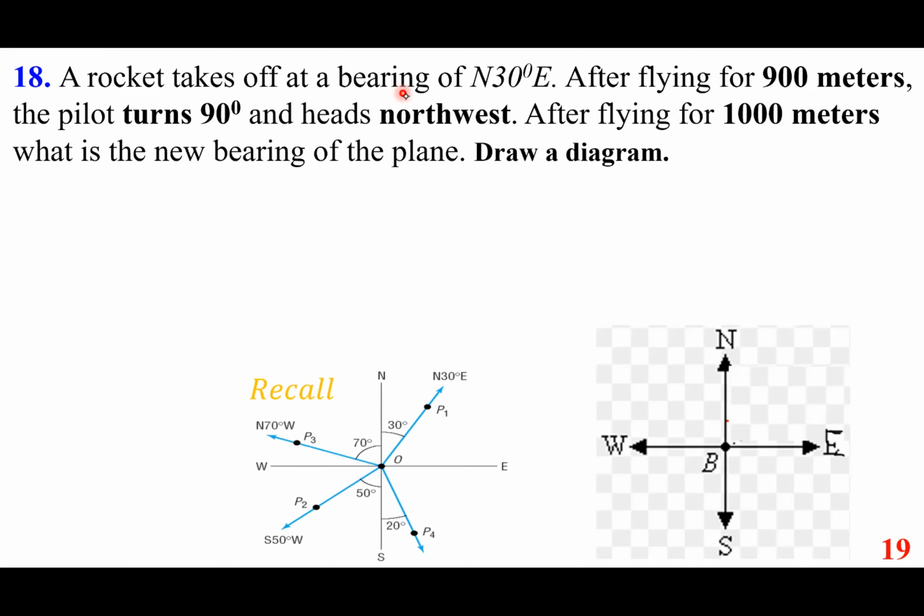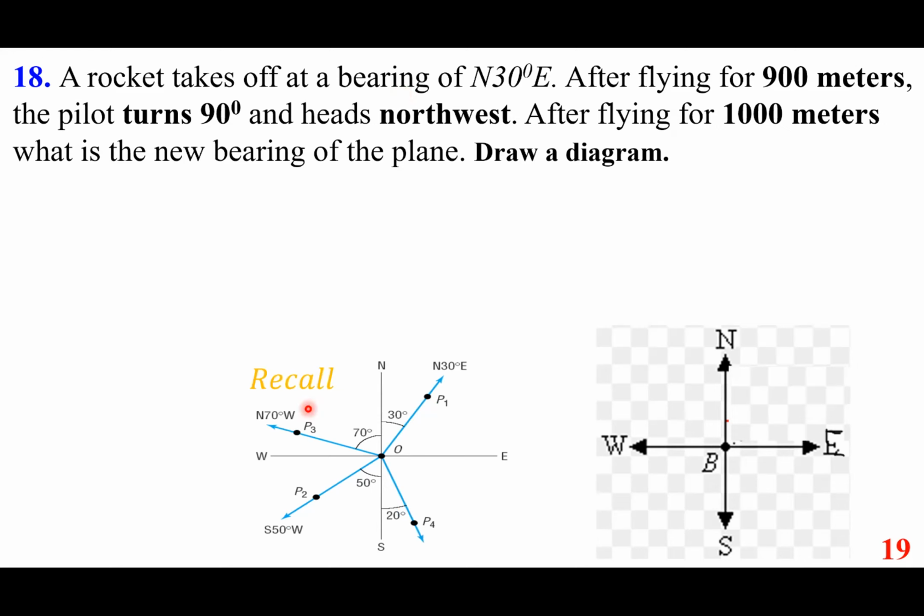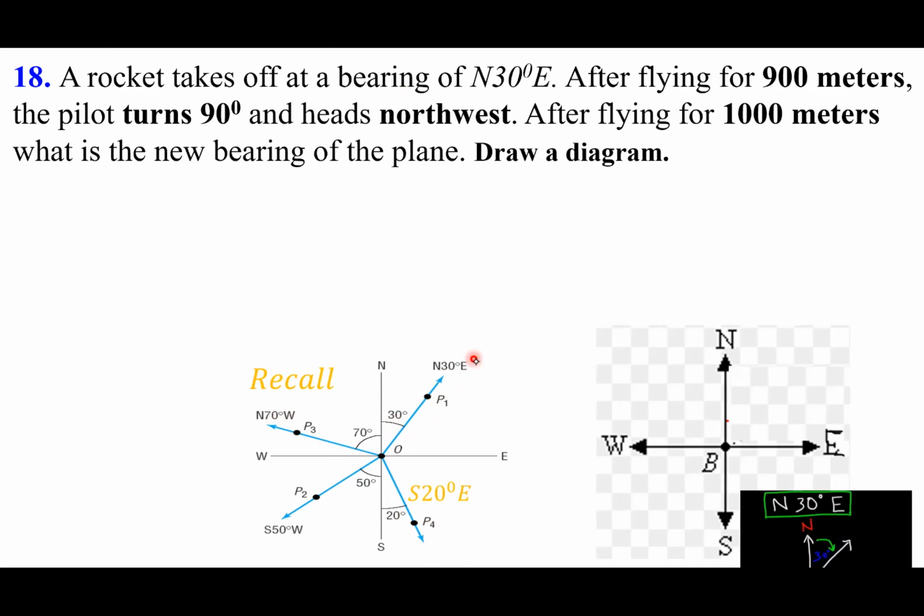Well, first and foremost, reminding everybody about this and how the bearing is given. For example, this one would be north 30 degrees east. This would be north 70 degrees west. And this one, which is not given, is south 20 degrees east. So as an example, north 30 degrees east actually is the same as this one, right?